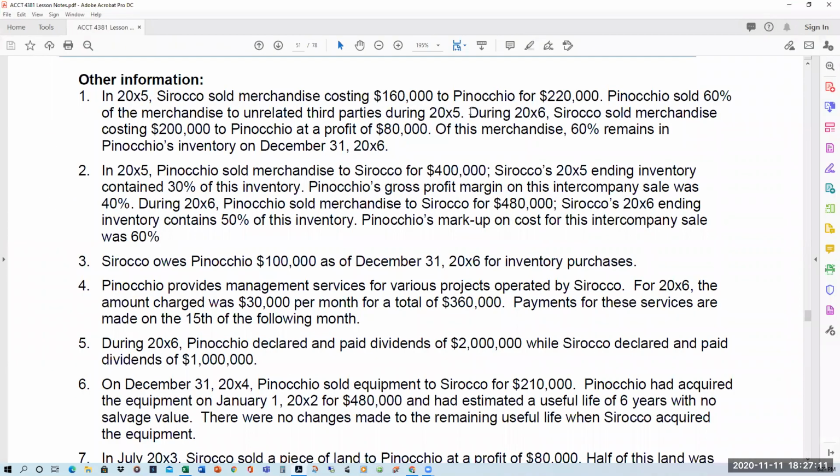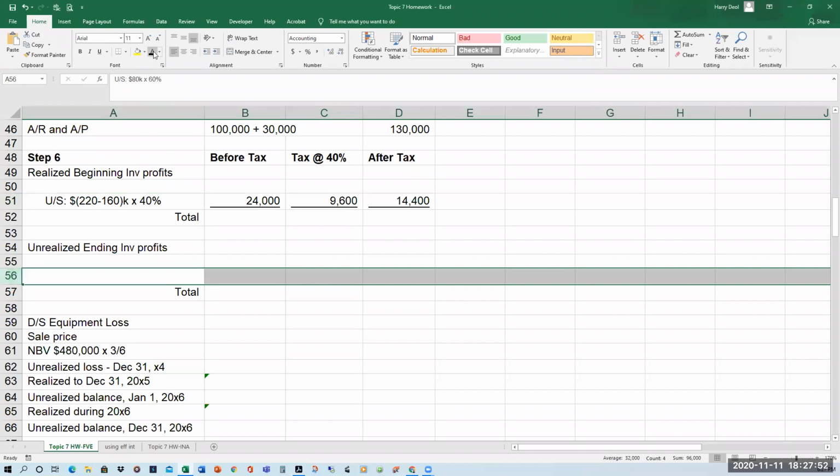Now, if you read on, in the year 2006, Sirocco sold merchandise costing $200,000 to Pinocchio at a profit of $80,000. So the profit amount is explicitly given in this case. Cost was $200,000, the profit was $80,000. Of this merchandise, 60% remains in Pinocchio's inventory. So Pinocchio sold the other 40%, which is realized, but what's not realized is the 60% of the inventory that remains unsold. So 60% of this $80,000 profit is unrealized for the year 2006, and it's the upstream amount. So unrealized upstream ending inventory profit, 60% of 80,000, $48,000 before taxes, the tax, and the after tax.